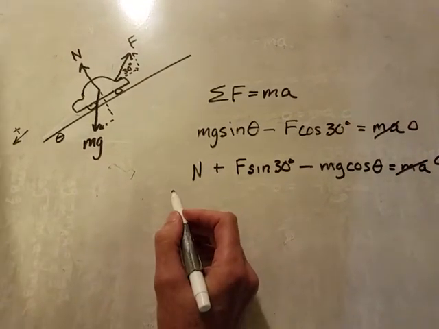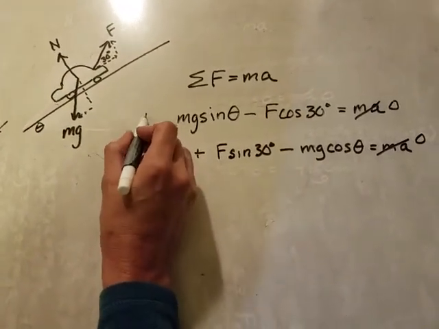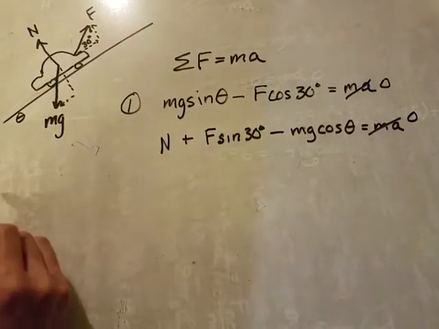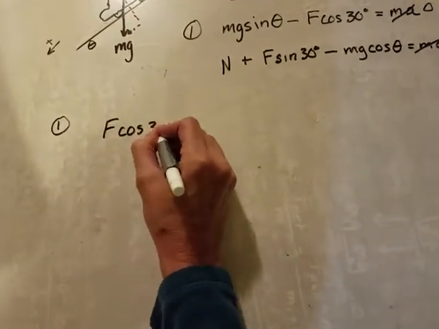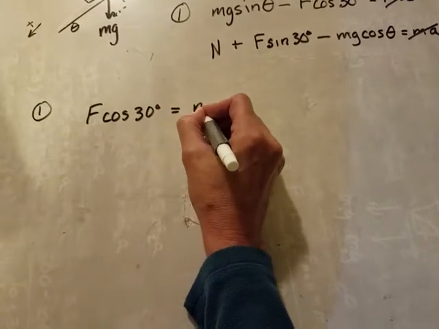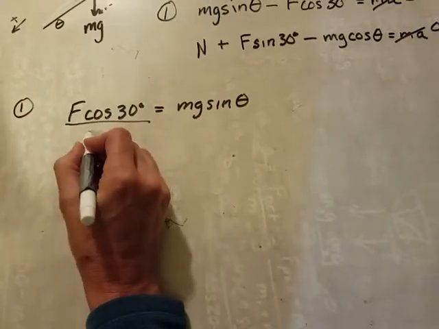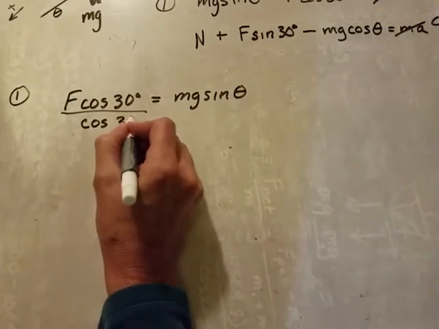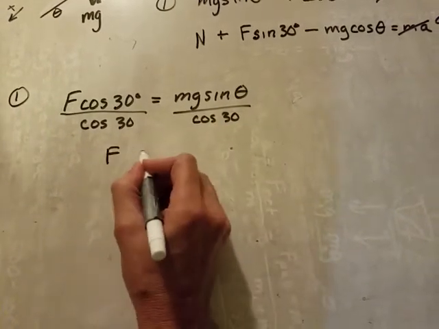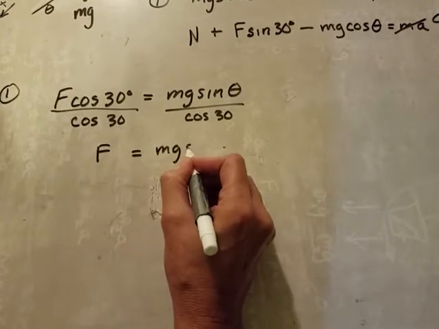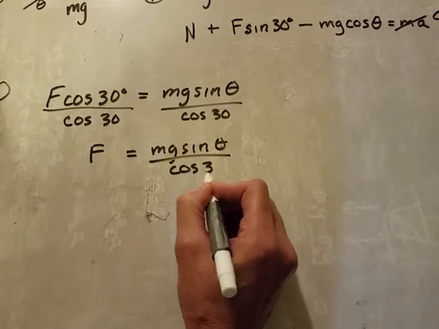In order to figure out the force that's pulling here, we're going to use this first equation, so equation 1. So that means that we have F cosine of theta, or of 30 degrees, is equal to mg sine theta. To solve for F, we're going to divide both sides by cosine of 30. And that's going to give us the force is equal to mg sine theta over cosine of 30.